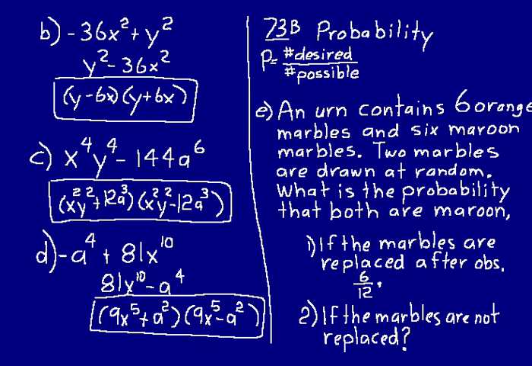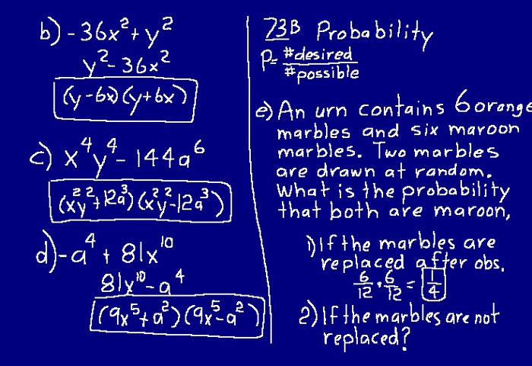So we just say 6 over 12 times 6 over 12. Hopefully you can just do this in your head. That'd just be like saying 1/2 times 1/2 equals 1/4. So there's a probability of basically 25%, or 1 in 4, that if you picked up a marble, then replaced it, picked another one up, both times you would get a maroon marble. Now number 2, what would happen if the marbles were not replaced? What would the probability be then?